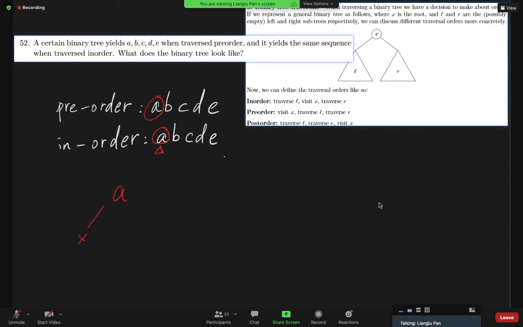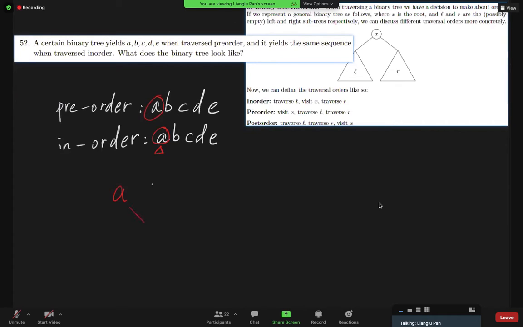Because if we have, for example, an X node here as a left child of A, then in the in-order traversal sequence, we must have this node X being visited before visiting node A. And since we don't have any node being visited before node A, we can't have any node in the left subtree. So this tree can only have a right subtree.